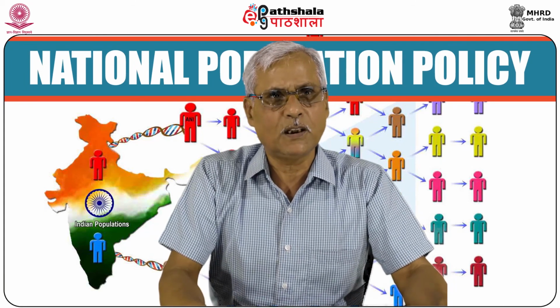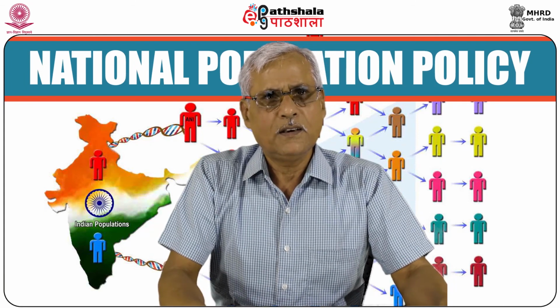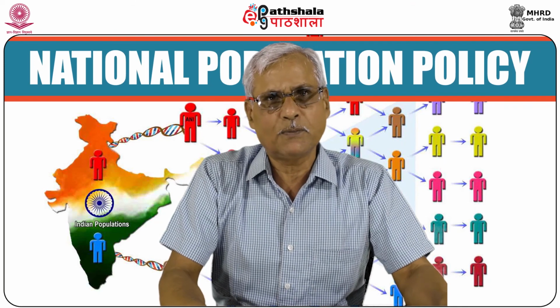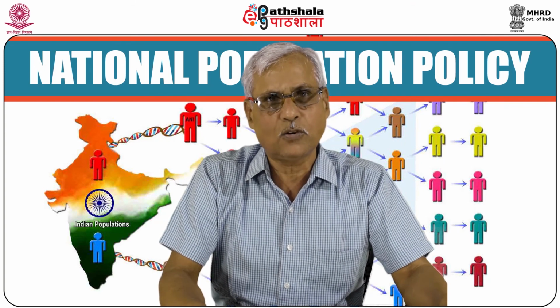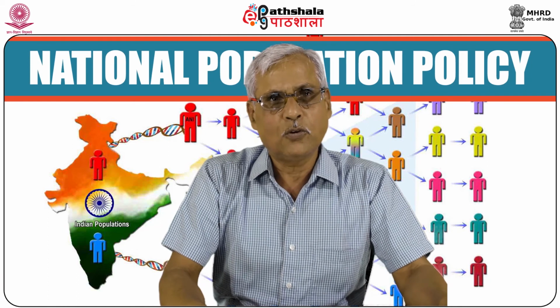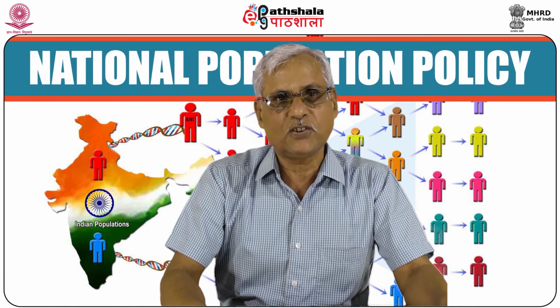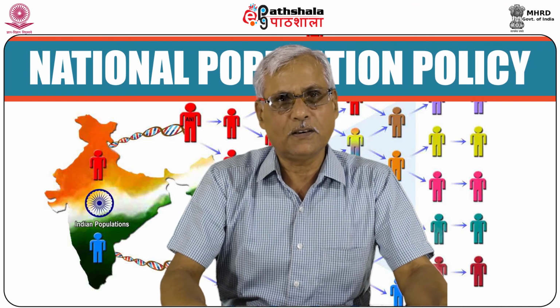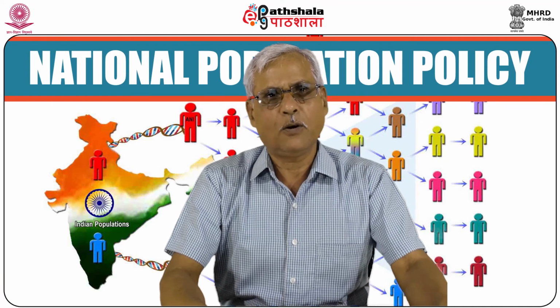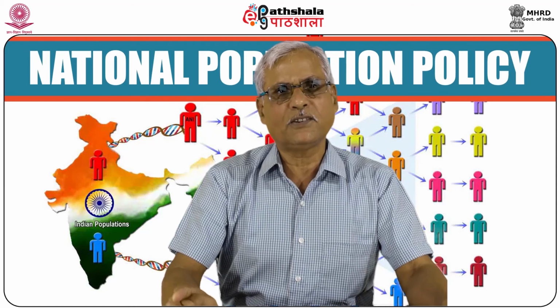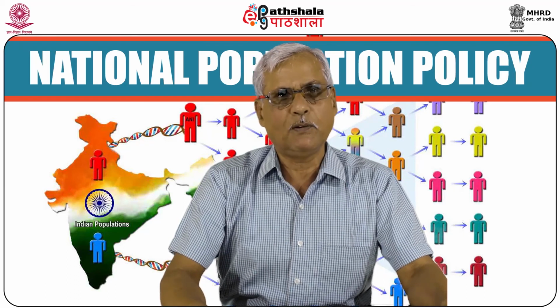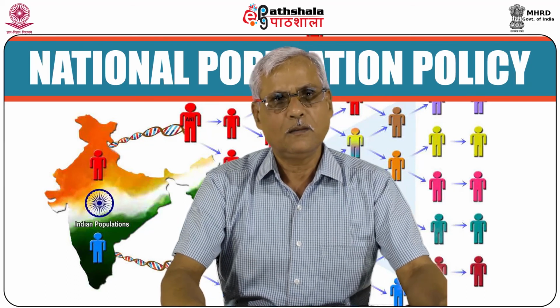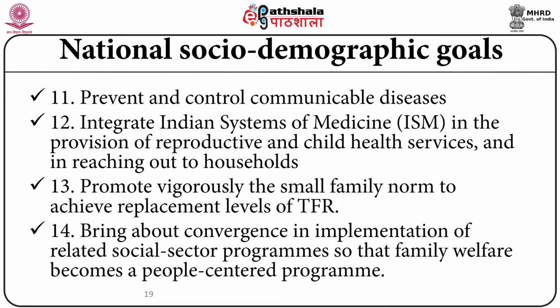Prevent and control communicable diseases. Integrate immunization and medicine in the provision of reproductive and child health services and reaching out to the household. Promote vigorously the small family norm to achieve a replacement level of TFR, total fertility rate. Bring about convergence and implementation of related social programs in family welfare within the central program.